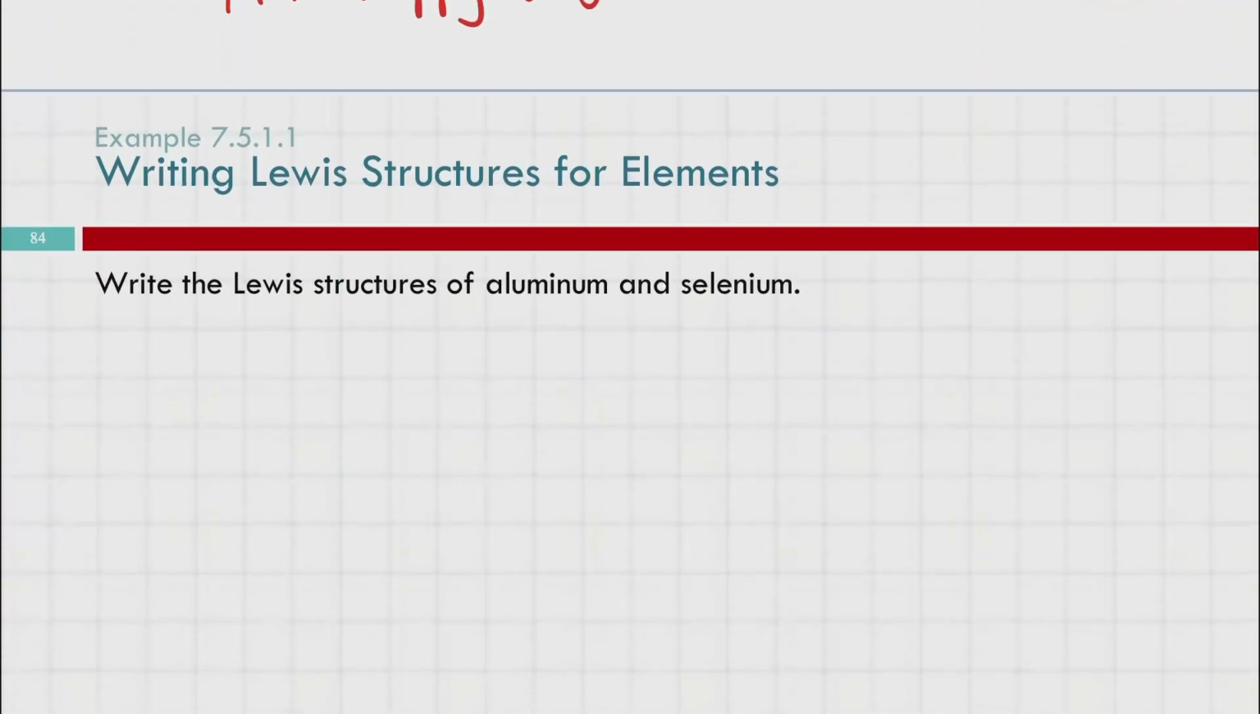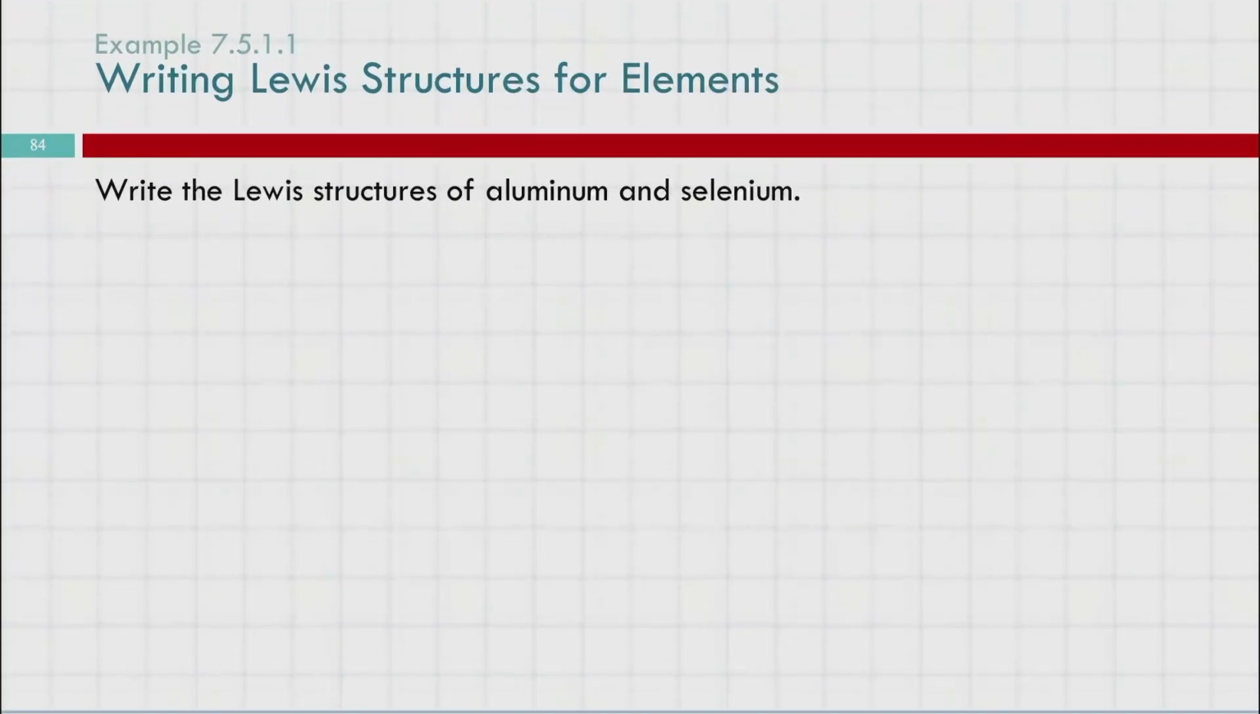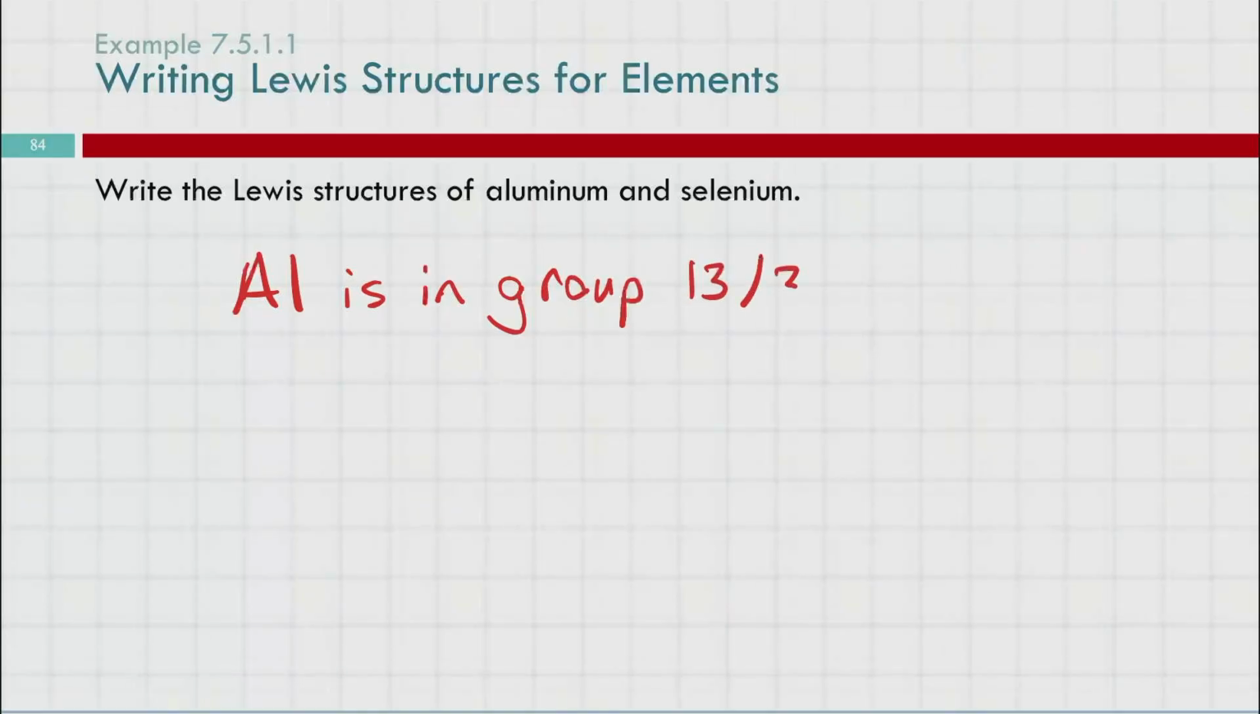Let's write out Lewis structures for aluminum and selenium. I'll do the one for aluminum. Finding aluminum on our periodic table, it shows up in group 13. The A or B designation for that would be 3A. So aluminum is in group 13/3A. So aluminum has 3 valence electrons.